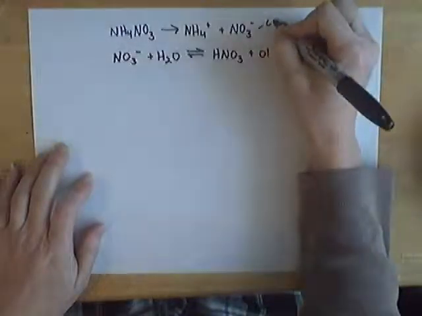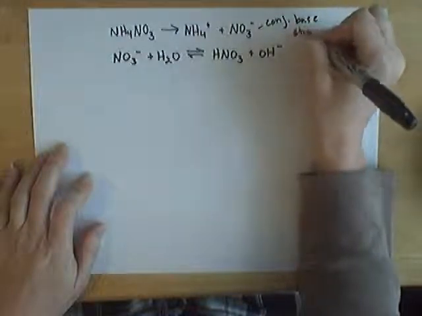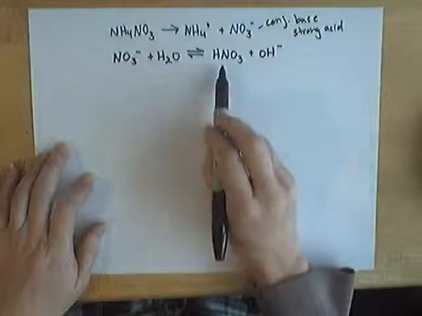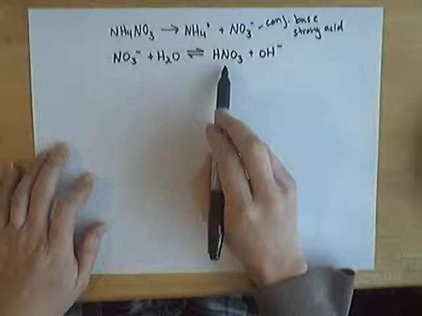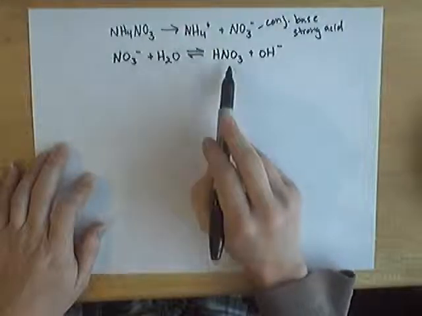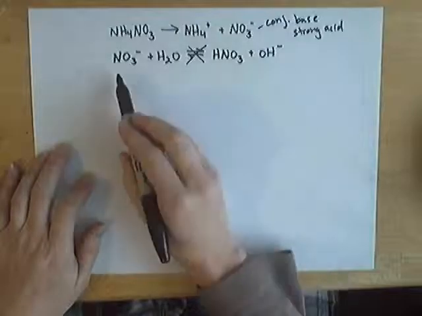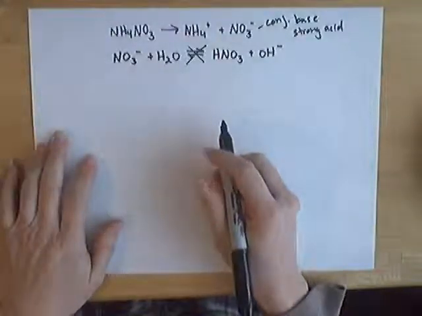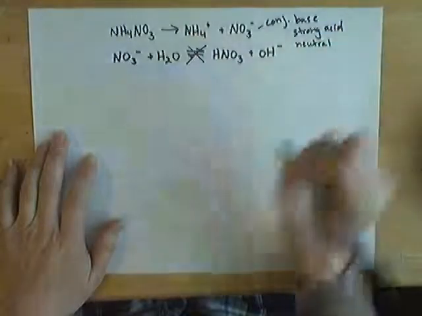Nitrate is the conjugate base of a strong acid. And a strong acid is not going to reform in water, right? We know nitric acid dissociates 100% in water. So this reaction to reform nitric acid is not going to happen. Nitrate does not act as a base to any measurable extent. So this one would yield a neutral solution.